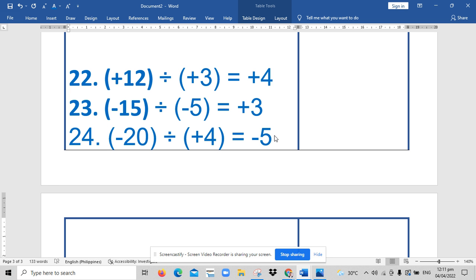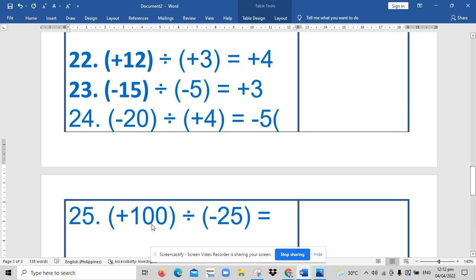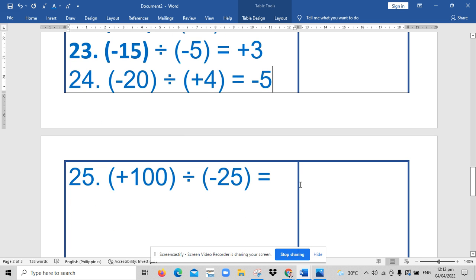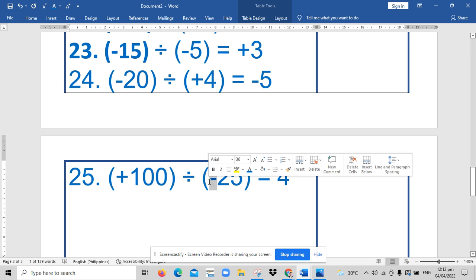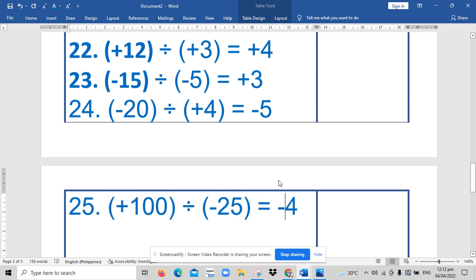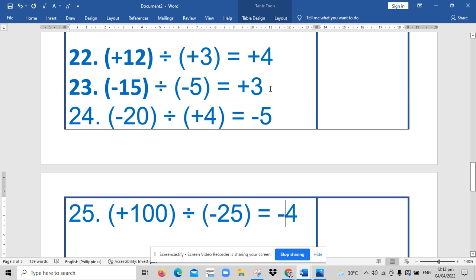Okay? Let's have one more example. Now, what if we have positive 100 divided by negative 25 this time? So again, what we will do, Kanye, is just to simply divide the first number by the second. The answer is 4. And as for the sign, since you are dividing integers with different signs, the answer will always be negative. So this is what I was saying a while ago.